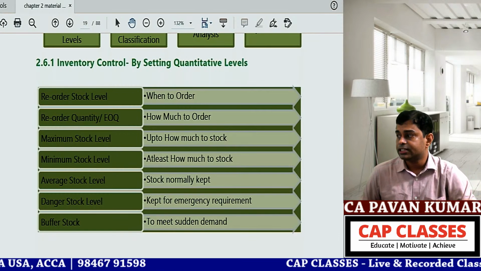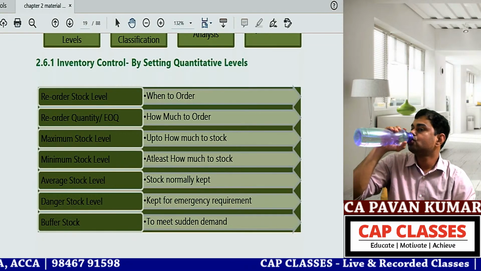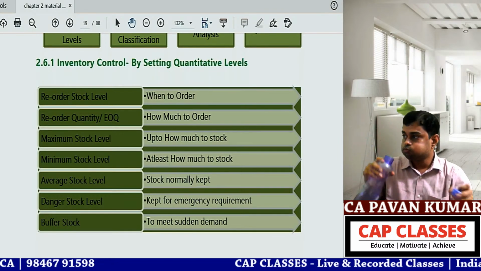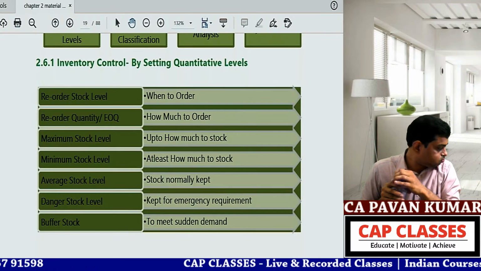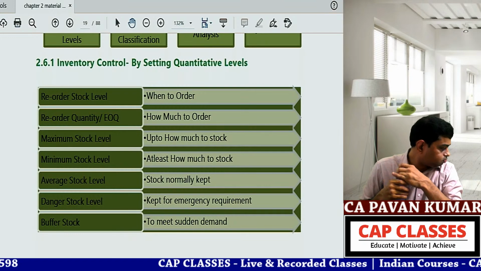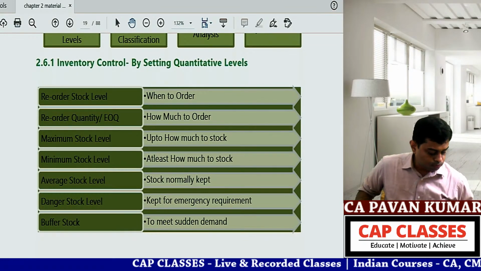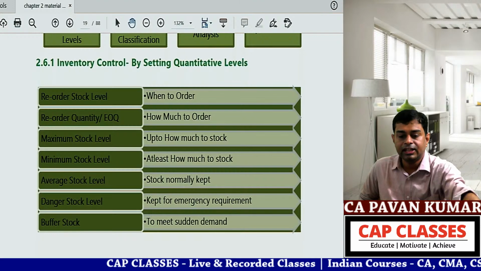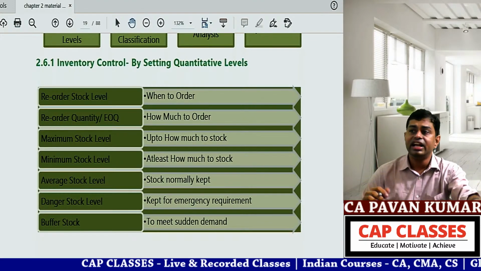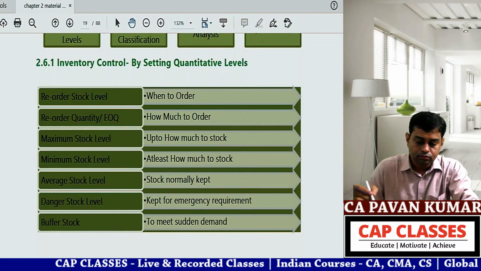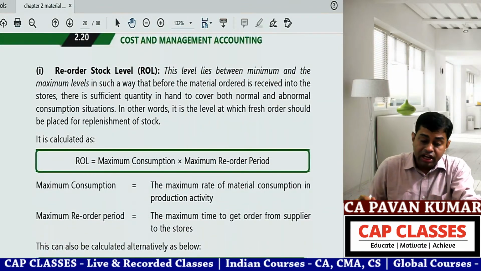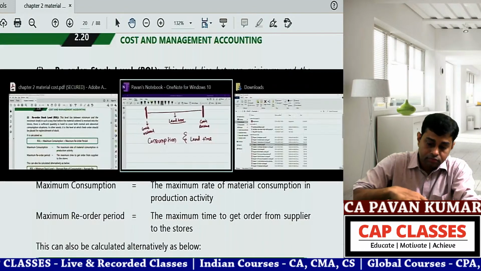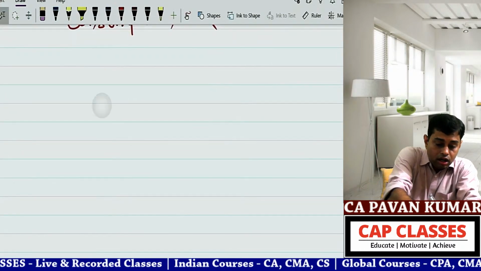Copy this in your notes. Okay, now put the heading formulae. Formulae. First write down reorder level.